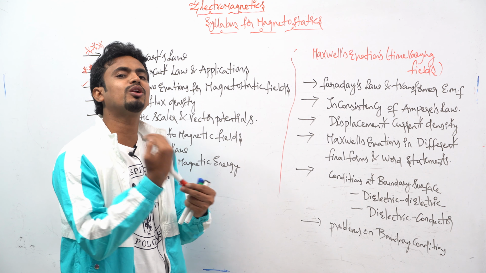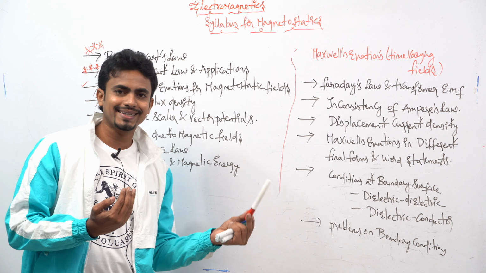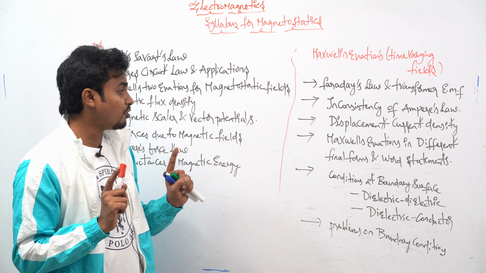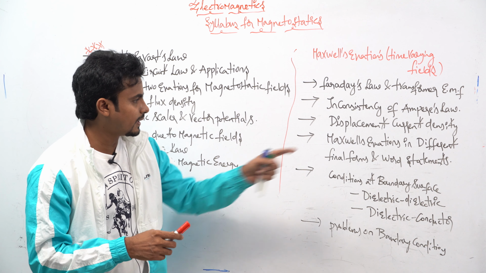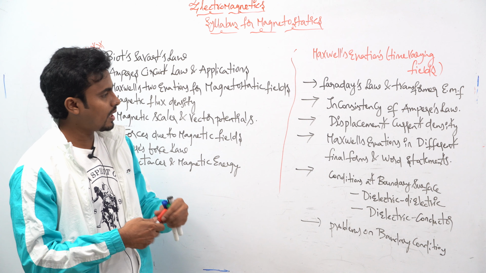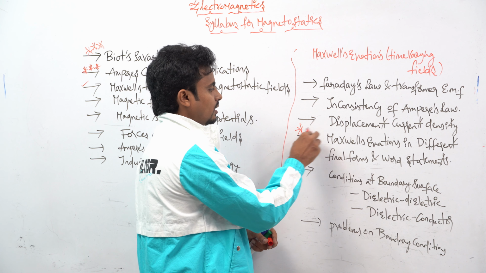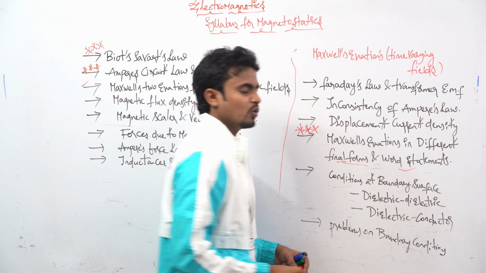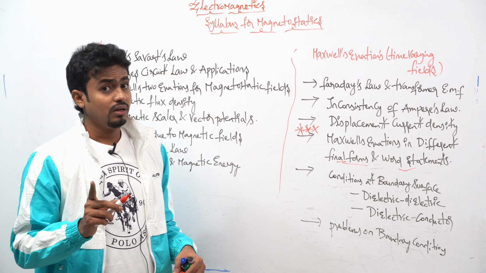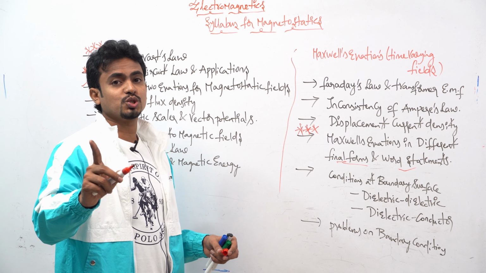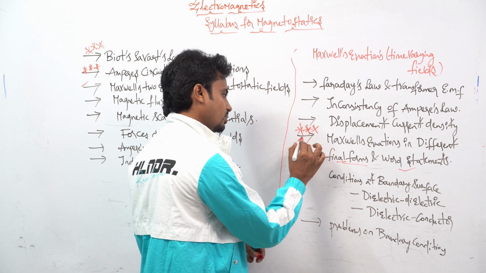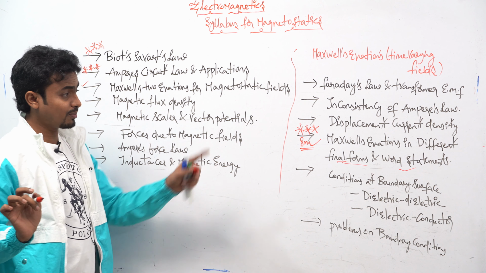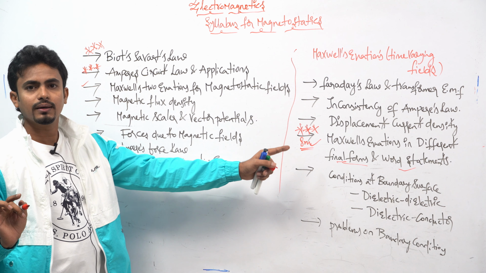Finally, we have to make some conclusions of electrostatics as well as magnetostatics, that is, Maxwell's equations in the form of word statements. We have to make conclusions about Maxwell's equations in their different final forms as well as in word statements. If you are a university student, this question might be asked for 8 marks. Sure, damn sure question. That much importance is there for that question.